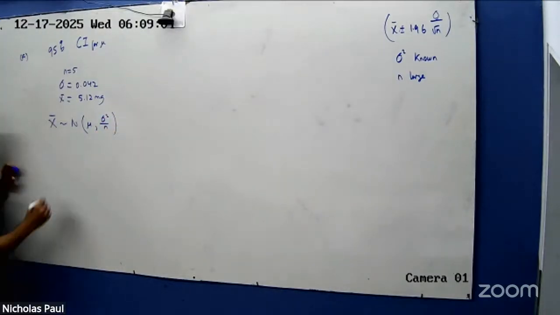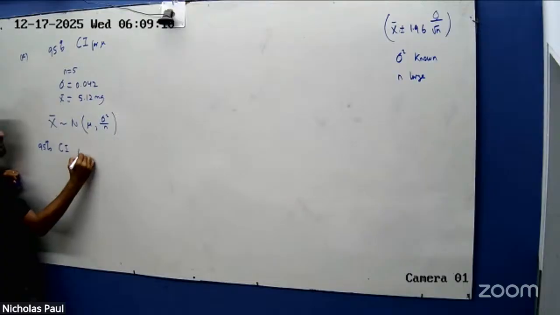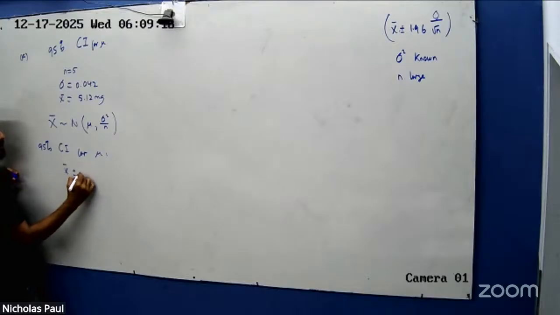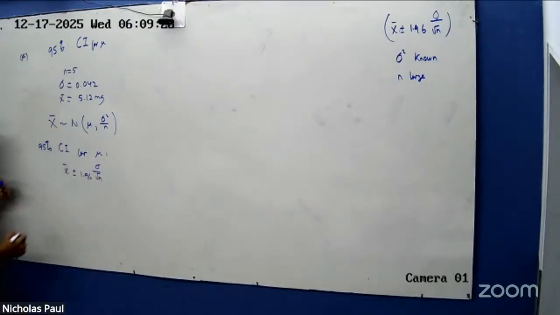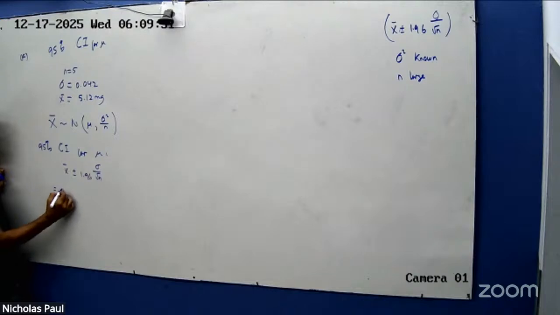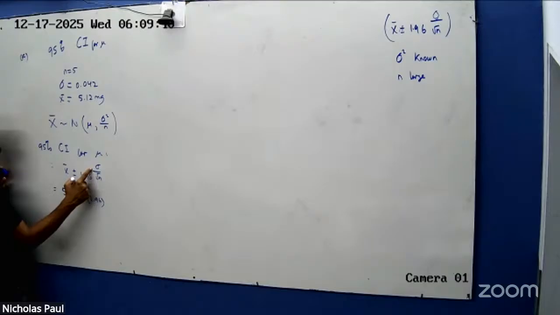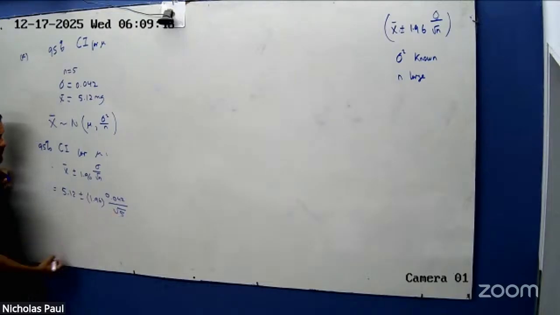We don't have mu. So the 95% confidence interval for mu is given by that formula: X bar plus and minus 1.96 times sigma over root n. And you work your values out. So that will be 5.12 plus and minus 1.96 times sigma, which is 0.042, all over the square root of 5. And you work this out.